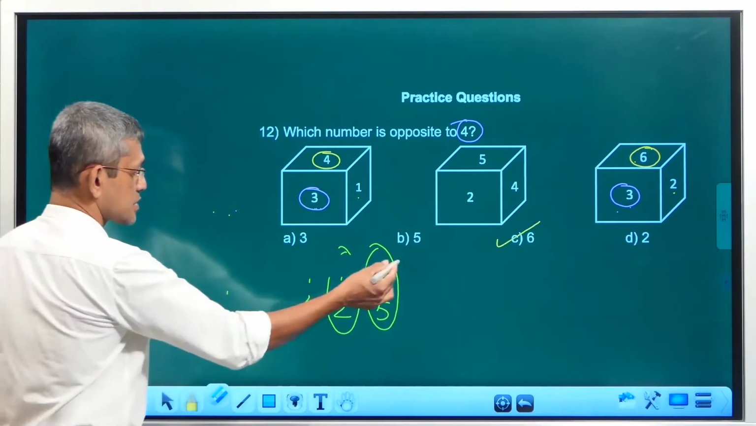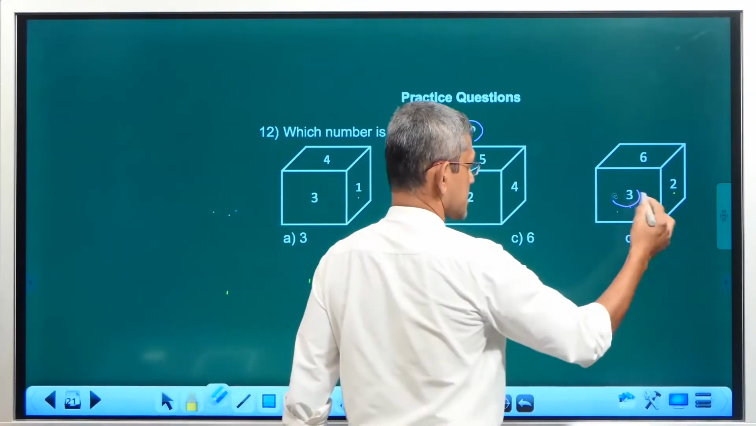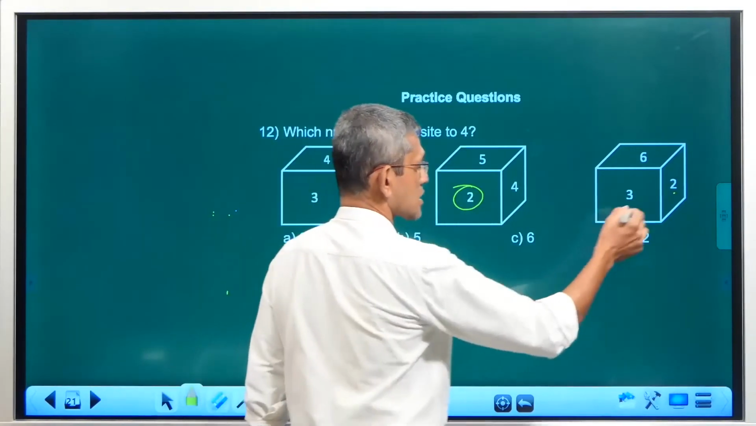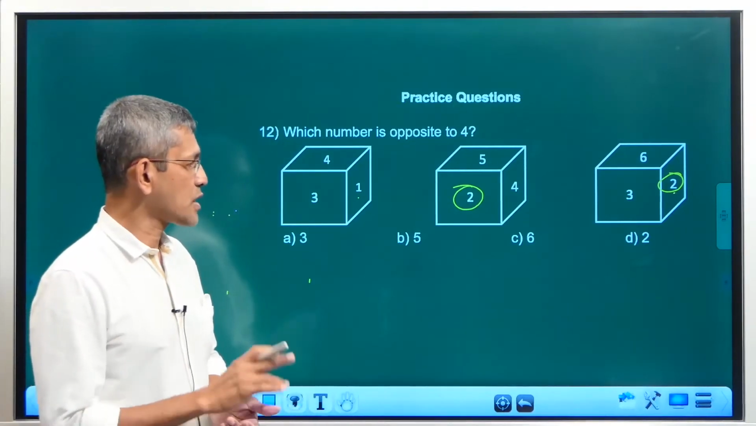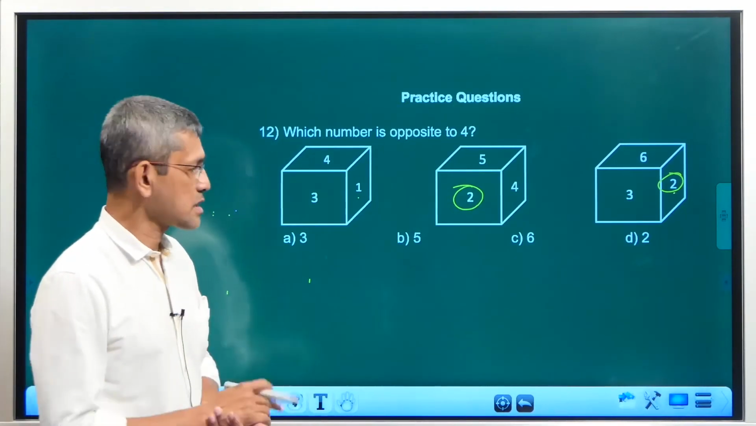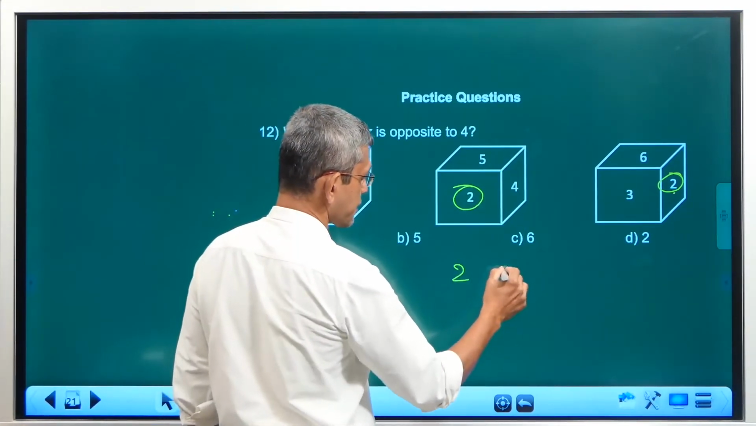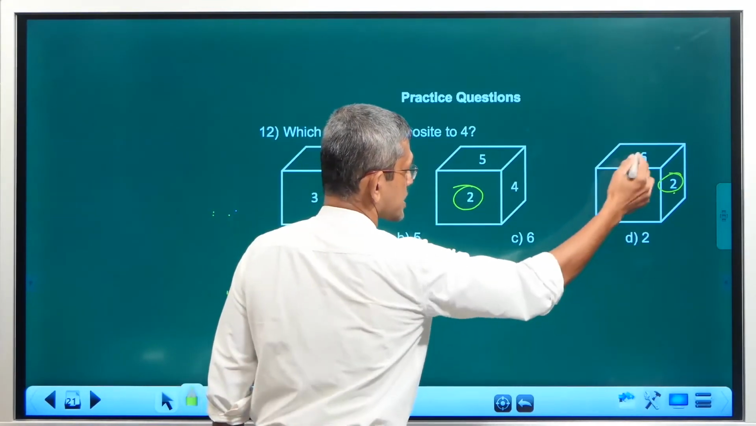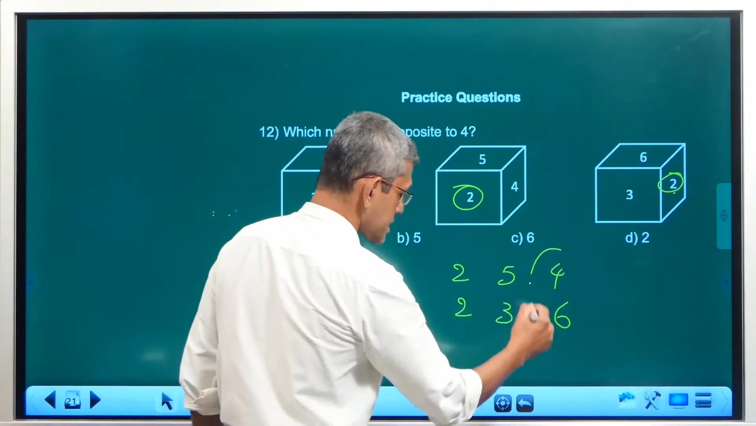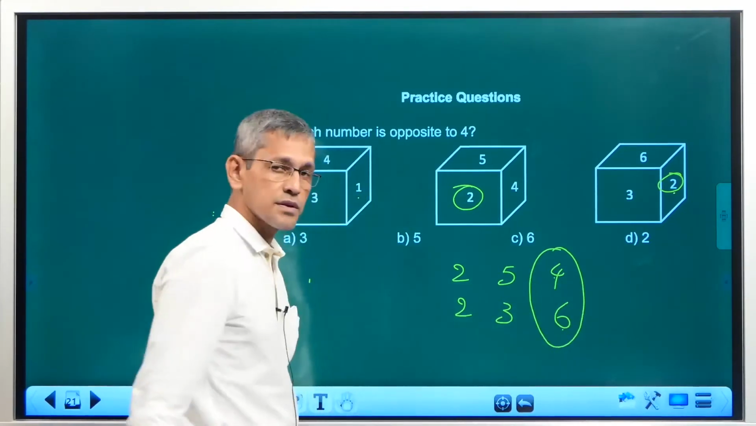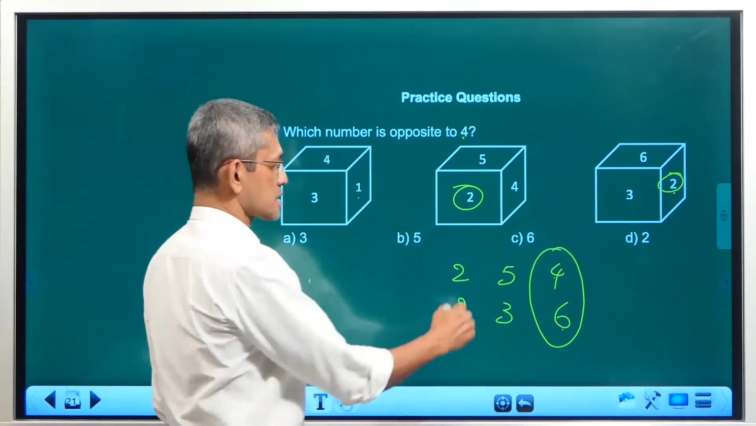And in between, I want you to try as well. I'm just getting rid of all the markings here. The common number is 2, and it doesn't appear at the exact same position. So we have to go for rule number 4. So 2, 5, 4 and 2, 3, 6. That means 4 is opposite to 6, or 6 is opposite to 4, doesn't matter. So ultimately, the number opposite to 4 is 6.